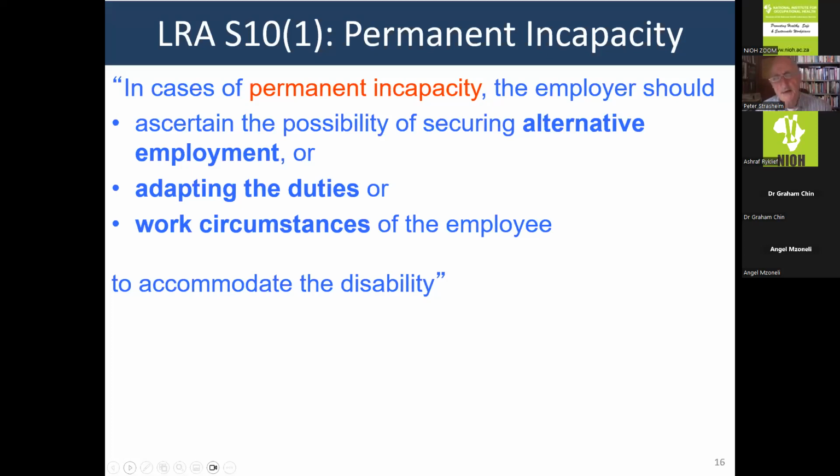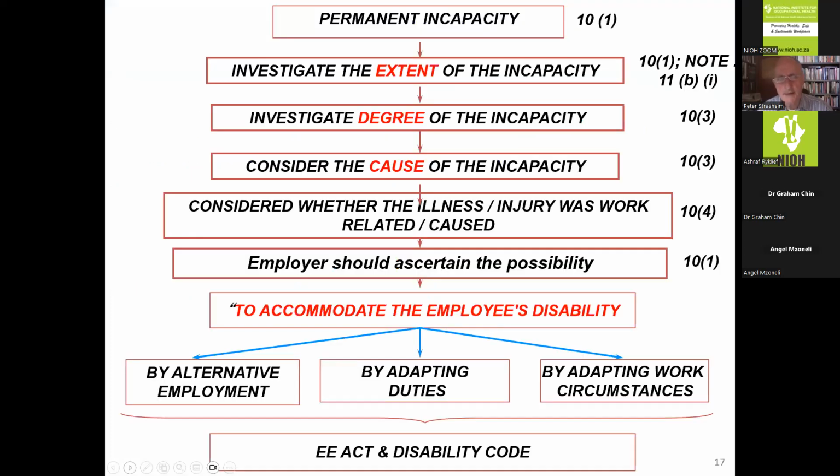So the algorithm for that on the next slide looks like that. You go through all of those. The first part and the top half of the slide are the same, but the bottom half is not. To accommodate the employee's disability. Now we're going to talk about the right to reasonable accommodation in the next few slides, because you do that by looking for alternative employment, by adapting duties or work circumstances. Either the specialist does it if they can.